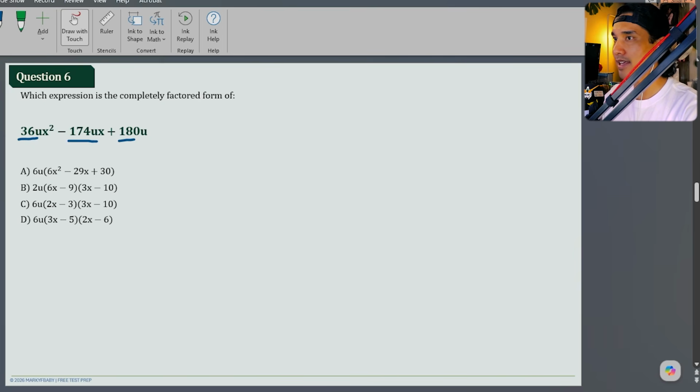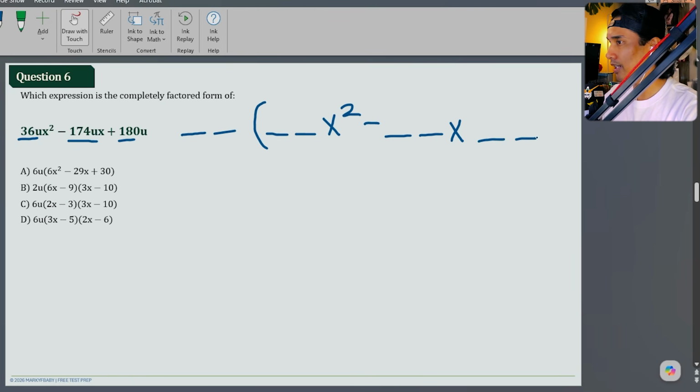Or before I even ask that question, I am going to put an underline over here and over here, and then I'm going to put one right here, and then I know I'm going to be left with an x squared, and then another right here, and then another right here, and I know I'm going to be left with an x, and then another right here to represent the 180, and then another right here to represent the u. Okay? So what I'm going to do is divide something out.